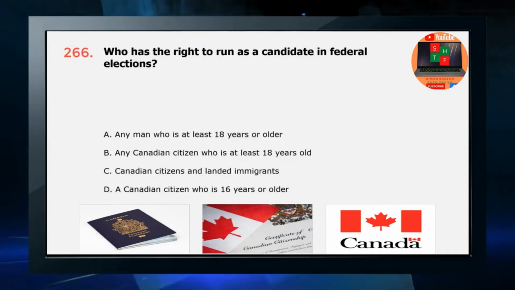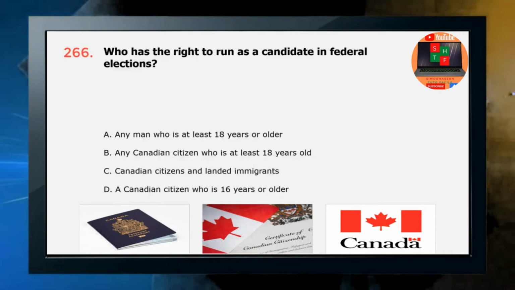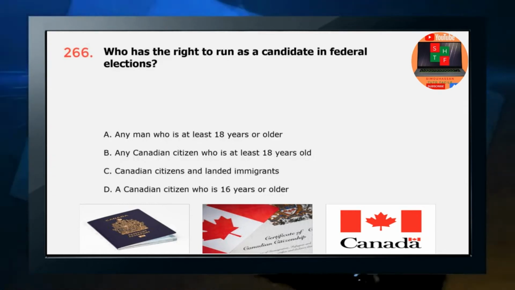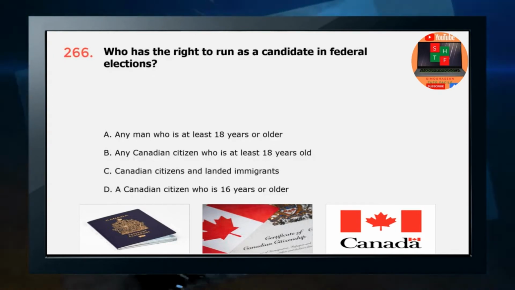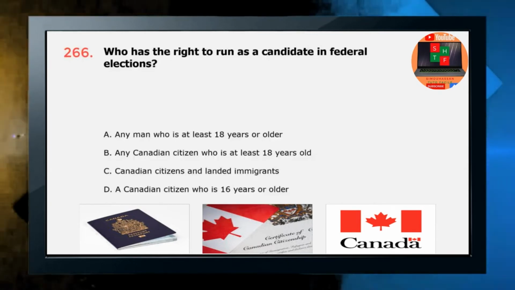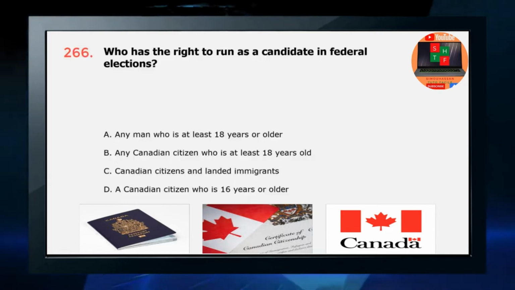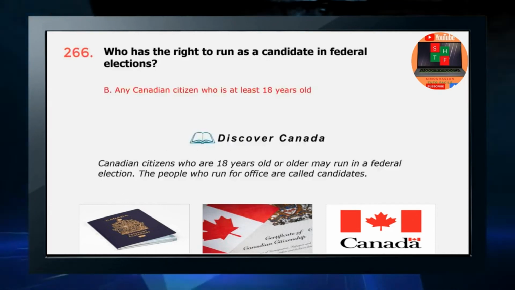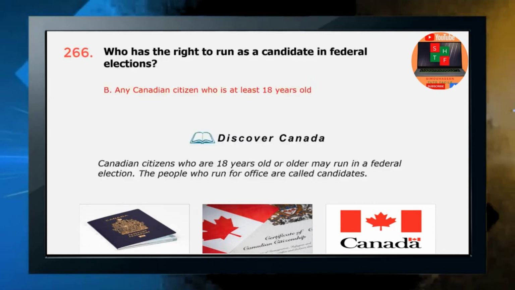Question 266. Who has the right to run as a candidate in federal elections? A. Any man who is at least 18 years or older. B. Any Canadian citizen who is at least 18 years old. C. Canadian citizens and landed immigrants. D. A Canadian citizen who is 16 years or older. The answer is B. Any Canadian citizen who is at least 18 years old.